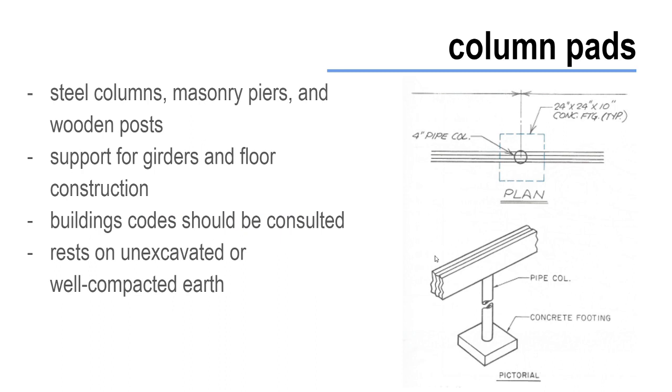Column pads are often steel columns or masonry piers, or even on occasion wooden posts used in construction, and there just needs to be a concrete pad or a concrete footing to help hold those columns up. As with other footings, building codes are used for those areas to consult the design of the pads. These pads, just like your footings, would also need to rest on unexcavated earth. So we see these most commonly as supports for girders in our floor constructions to help our floor joists span over larger areas.